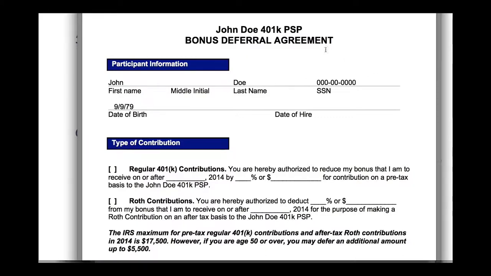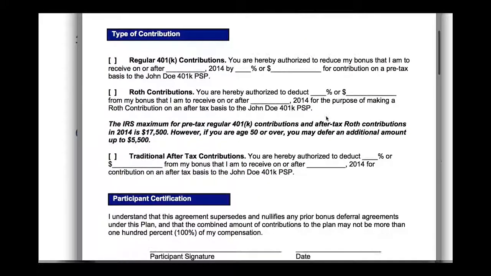What you would do is fill out the bonus deferral agreement. Pretty simple stuff. It's going to ask for your personal information. I think you're going to know your name, probably going to know your social security number and date of birth, and the date of hire, the day you started the business. Next, it's going to ask you, are you going to make a regular 401k contribution? Check this if you're looking to get a tax deduction for the contribution to the 401k plan, and then whenever you start taking the money out, it will be subject to taxes.